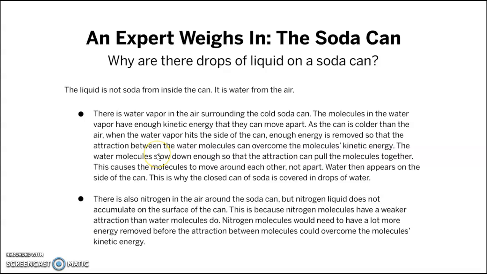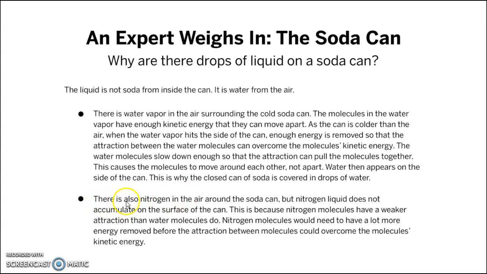The water molecules slow down enough so that the attraction can pull the molecules back together, and this causes the molecules to move around each other and not away from each other or apart. So water appears on the side of the cans. This is why the closed can of soda is covered in water droplets. So we see all of those little droplets, and it comes from the air, not inside the cup.